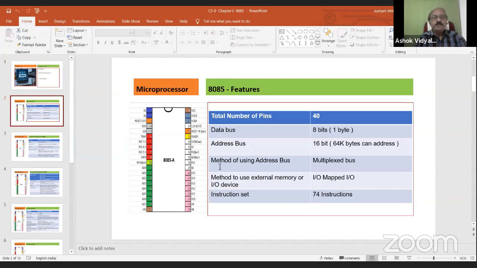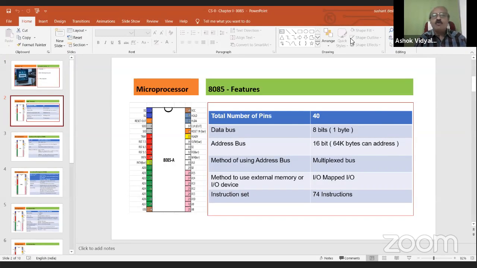Moving ahead, the microprocessor 8085 has the following features. The total number of pins of microprocessor 8085 is 40. There are an address bus, a data bus, and a control bus. The address bus is 16-bit, that is, 64K bytes can be addressed.